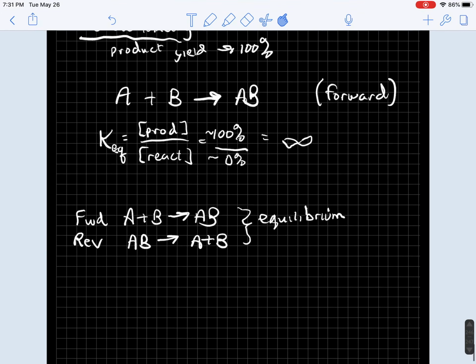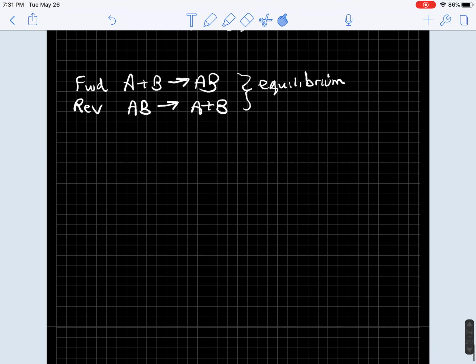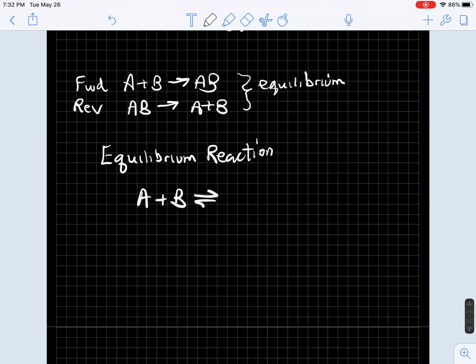So when we write an equilibria reaction instead of stoichiometric, the only difference is we use a double arrow. So if we're talking about a condition of equilibria, A plus B produces AB. We use that double arrow to represent it, which means that we are considering the forward reaction and the reverse reaction in equilibrium. So the double arrow means equilibrium.